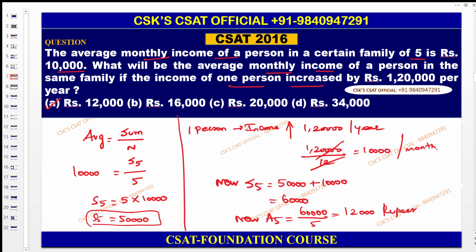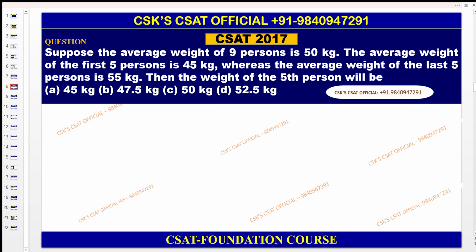Okay, fine. Next question. Suppose the weight of 9 persons is 50 kg. The average weight of the first 5 persons is 45 kg. The average weight of the last 5 persons is 55 kg. The weight of the fifth person will be.